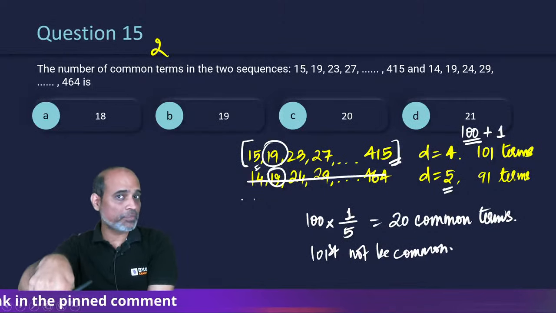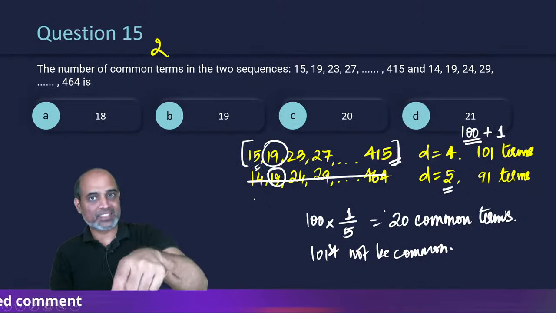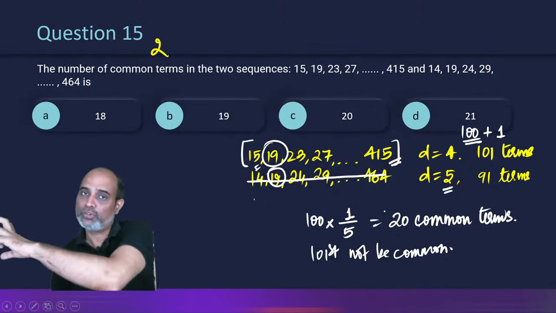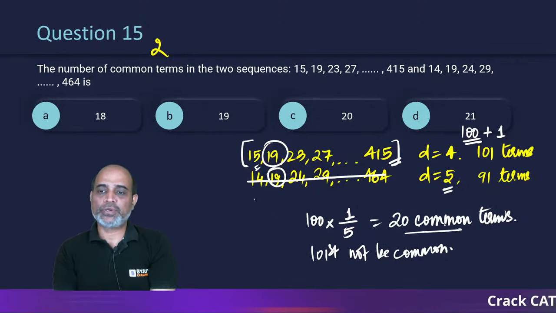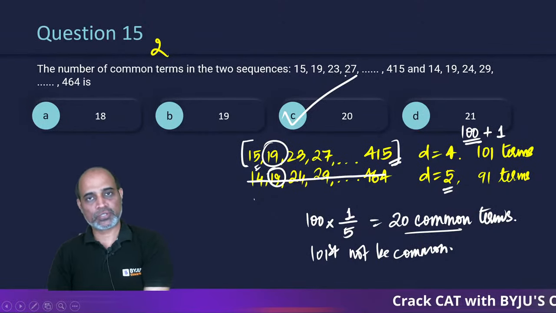because that is common, as we can see here. I'm not saying that this is the 102nd term. I'm saying the same pattern follows throughout. So we will have 20 common terms, 20 marks, or option C.